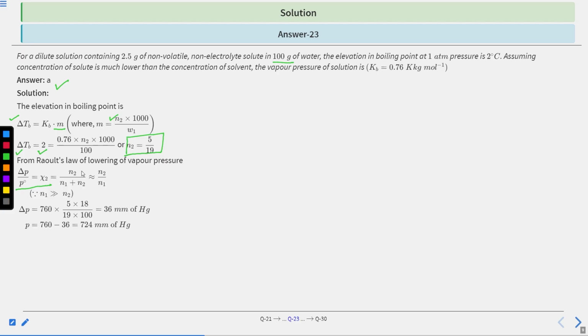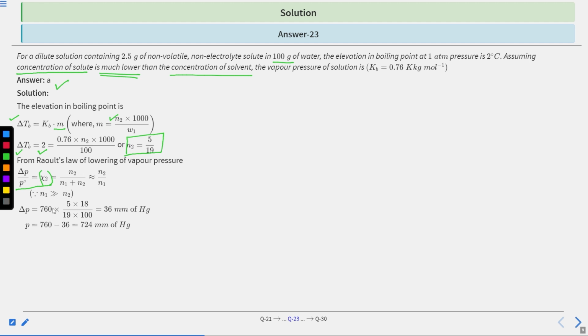And on writing this mole fraction equation, we have N2 divided by N1 plus N2, right? And we have given in the question that assume the concentration of solute is much lower than the concentration of solvent. So N1 is very, very greater than N2 because N2 is much lower than the N1. It is given in the question. So we just delete the N2 term from the denominator. So this fraction will become N2 divided by N1.